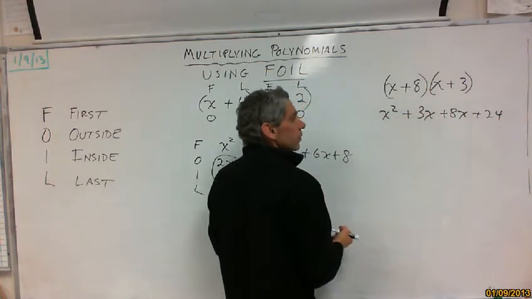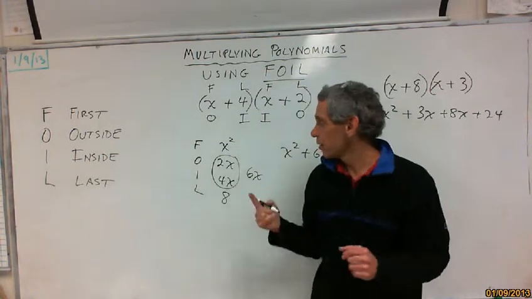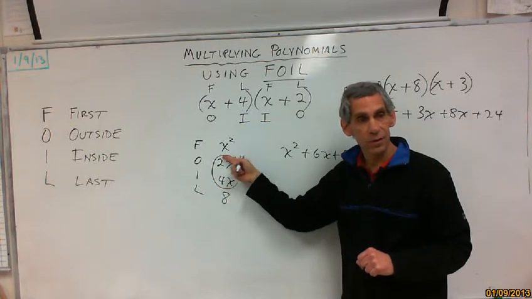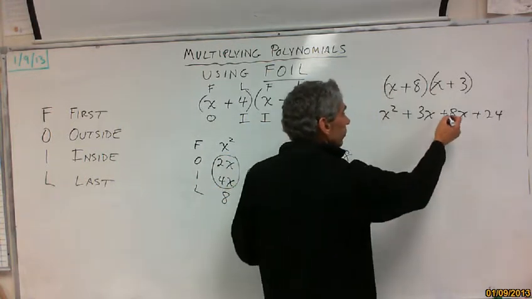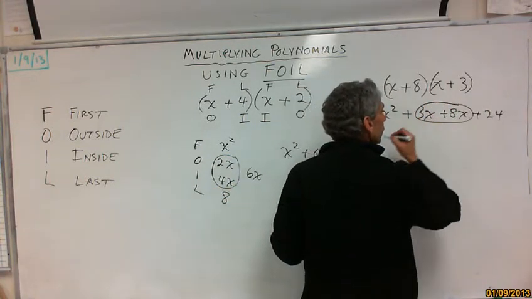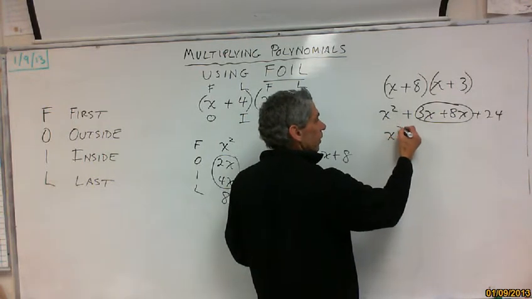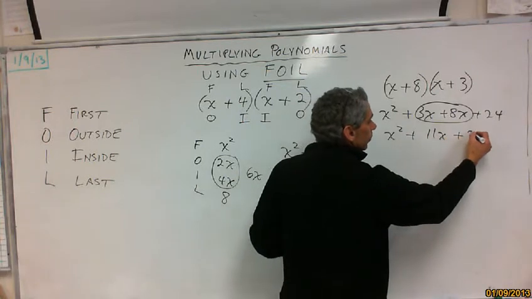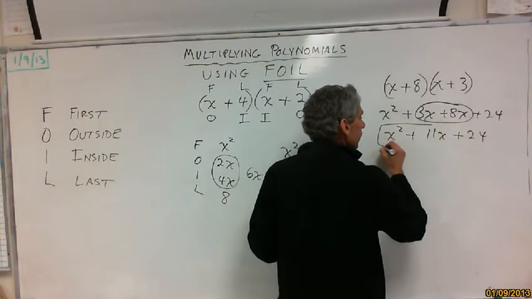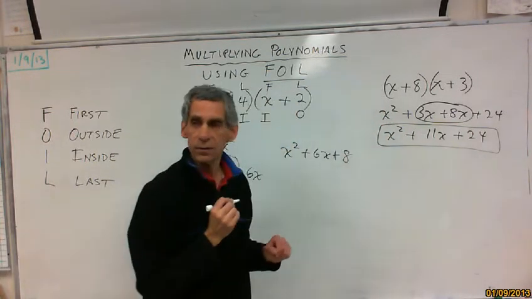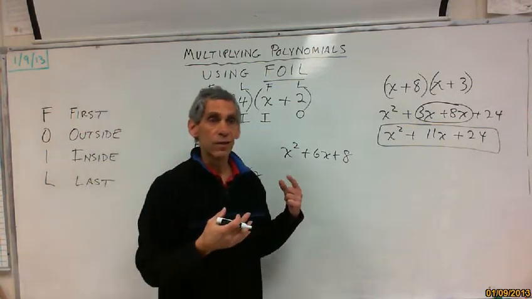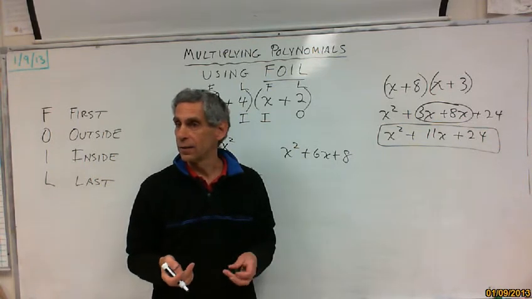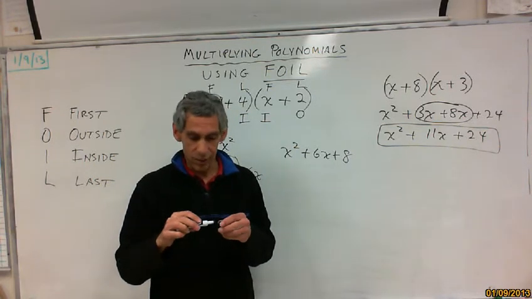How did this one get so much longer? Because look, we still have like terms here. They're just horizontal now. We've got to combine those. So x squared plus 11x plus 24. And that's our answer. So that's using the FOIL method. And ironically, it's exactly what you did last night. You just didn't even know you knew FOIL.